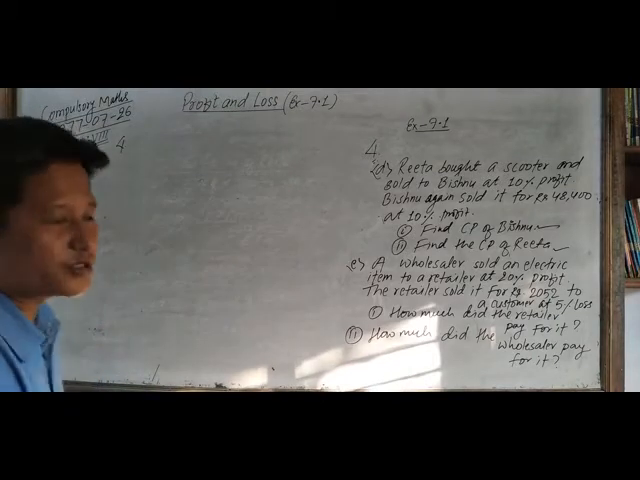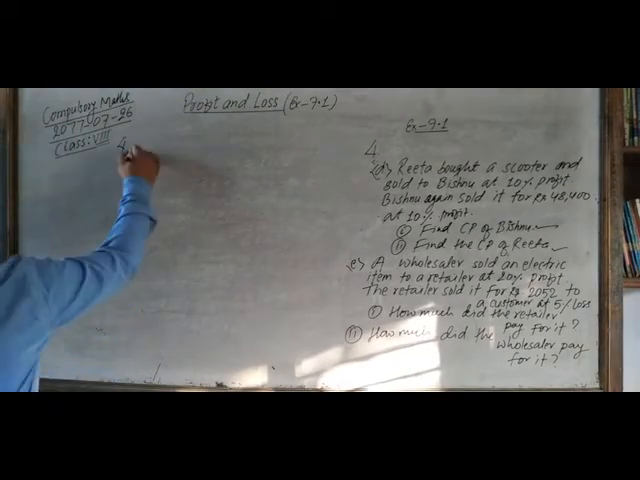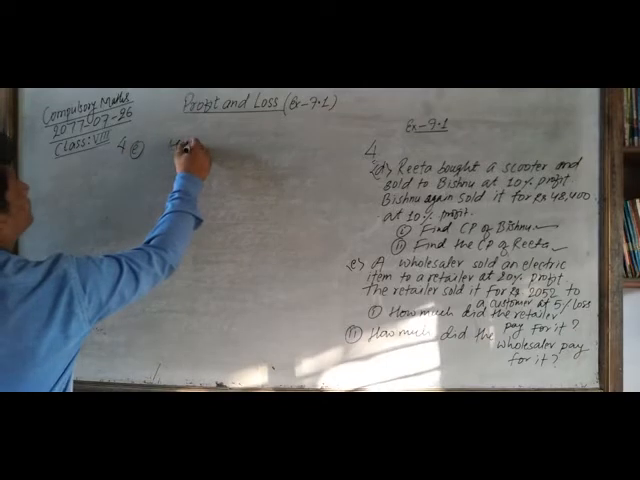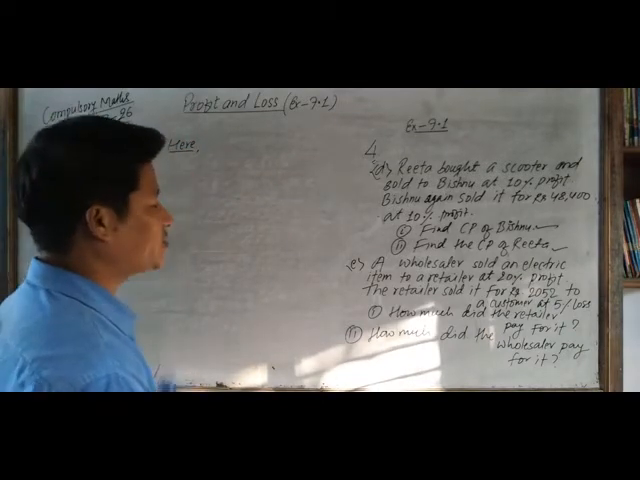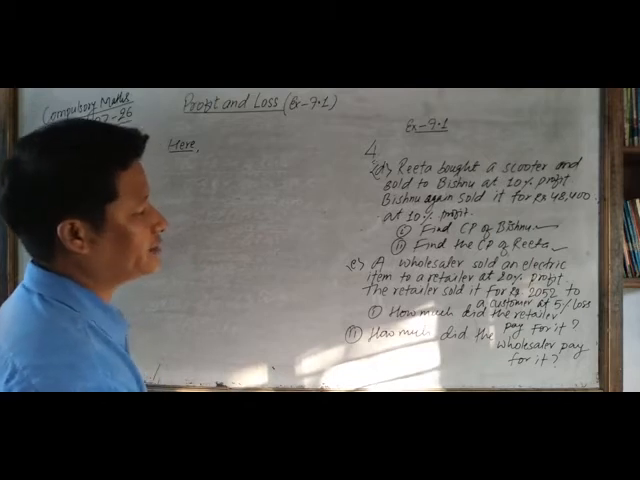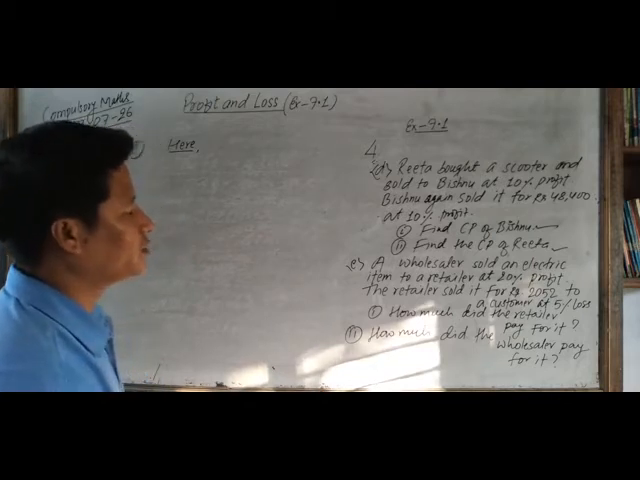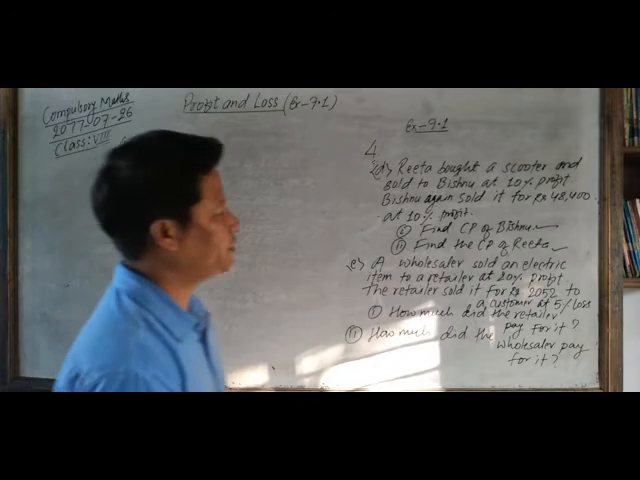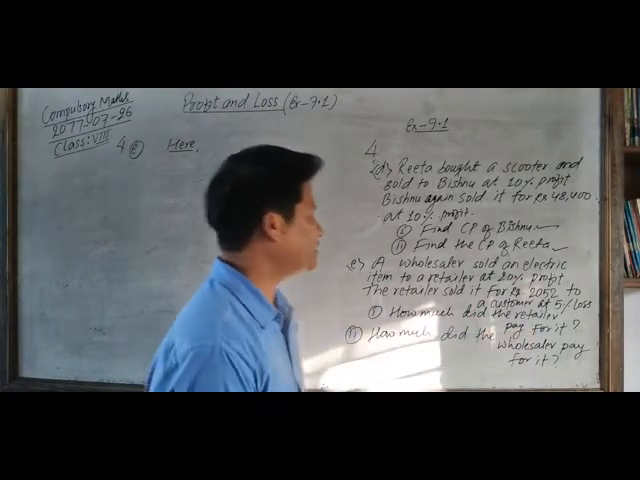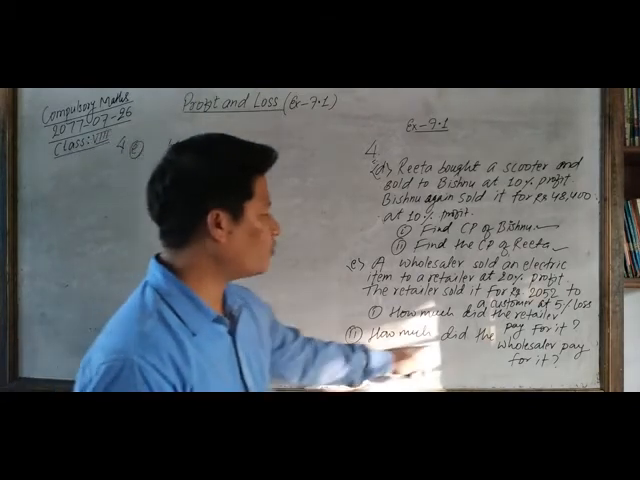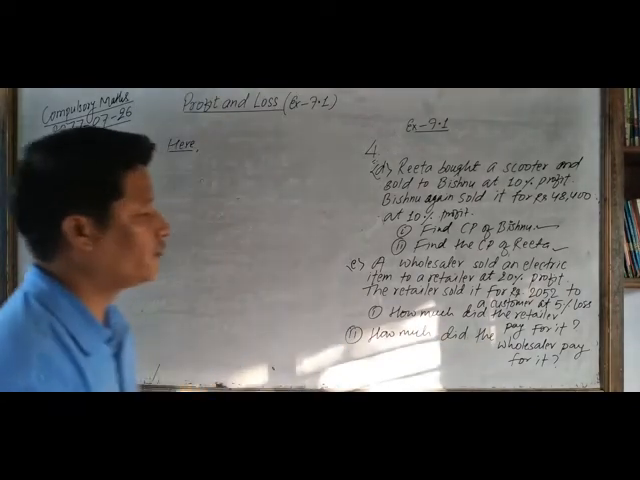Same as question number 4D. Here you can find a wholesaler sold an electric item to a retailer at 20% profit. The retailer sold it for this much to a customer. So how much did the retailer pay for it, and how much did the wholesaler pay for it?